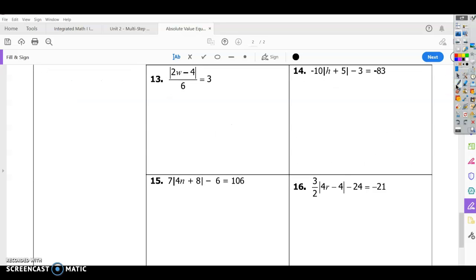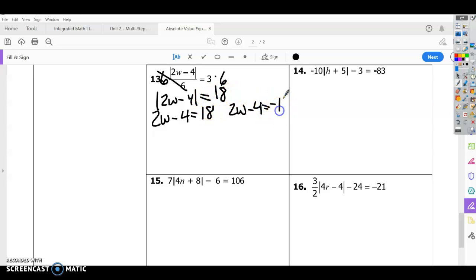All right, so we're still solving equations with absolute value. This time the absolute value is divided by 6. Hopefully you remember that the opposite of divide is multiply. So I'm going to multiply both sides by 6. So I'm going to have absolute value of 2w minus 4 equals 3 times 6 is 18. Absolute value is now isolated, so I need to set up my two equations. So I'm going to have 2w minus 4 equals 18. And I'm going to have 2w minus 4, again, this side stays the same, equals negative 18.